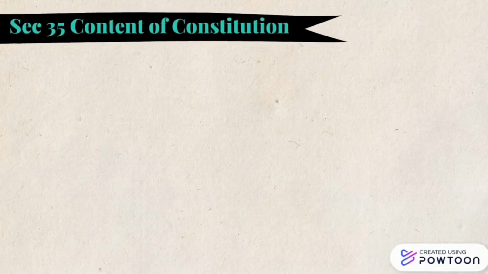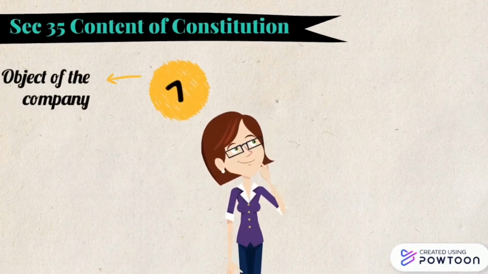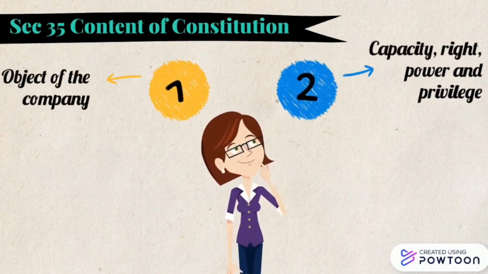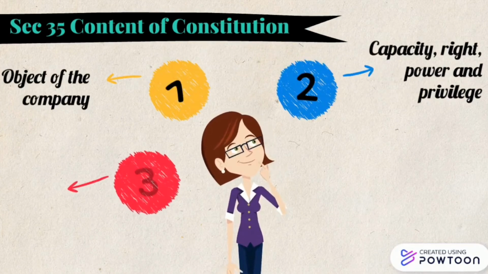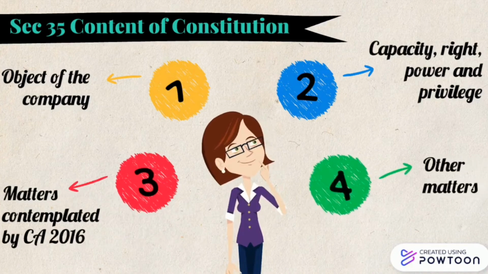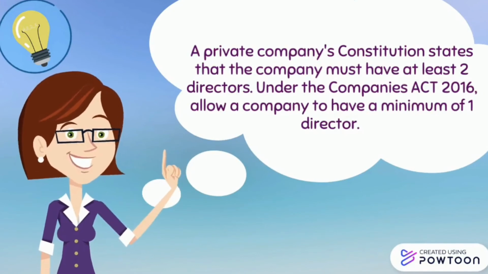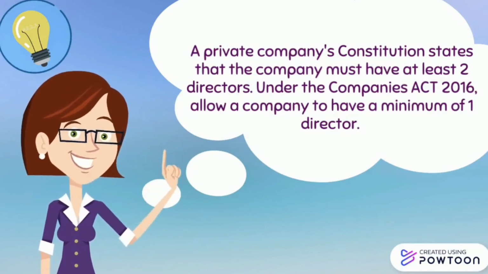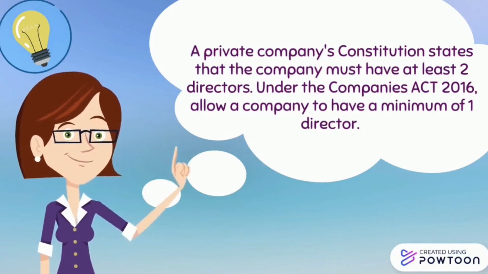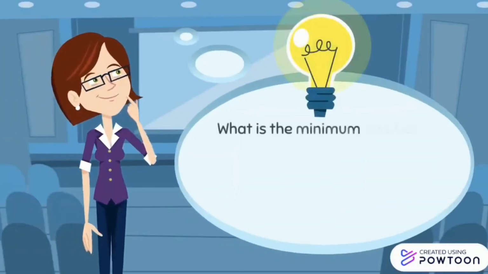Section 35. Content of Constitution. First, object of the company. Second, capacity, rights, powers, and privileges. Third, matters contemplated by the Companies Act 2016. Fourth, other matters. A private company's constitution states that the company must have at least 2 directors. The Companies Act 2016 allows a company to have a minimum of 1 director. What is the minimum number of directors?